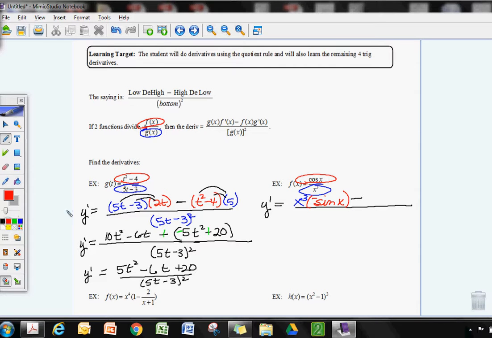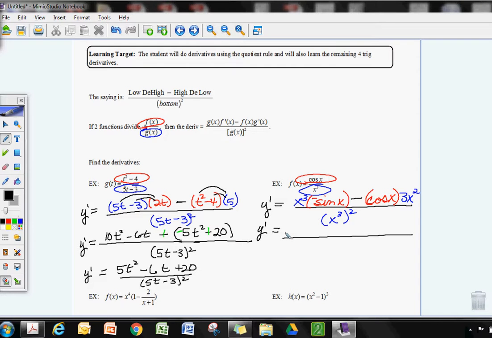High is just cosine of x. And D low would be the derivative of the bottom, which would be 3x squared. Square the bottom, so I have an x cubed, and that whole quantity is being squared, and away we go. Okay, simplify now. So y prime equals, setting that up.